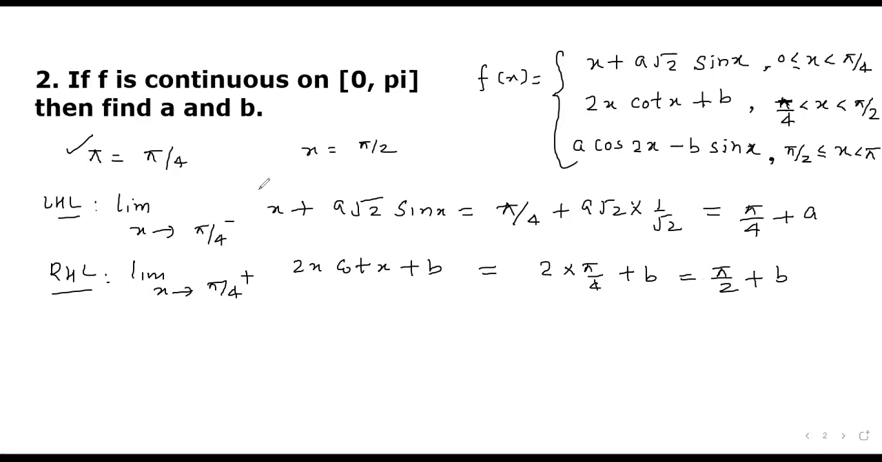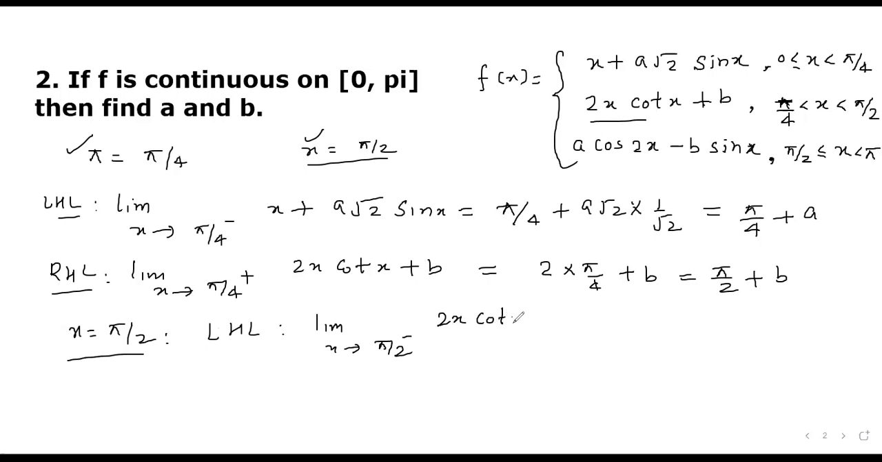Now we consider x equal to pi by 2. So let's consider LHL. LHL is the limit x tends to pi by 2 minus, the function is this, 2x cot x plus b, and if we put x equal to pi by 2, cot pi by 2 will become 0, so we will get b.